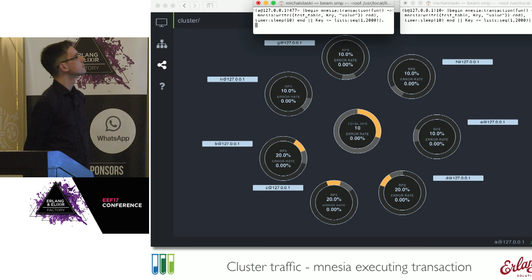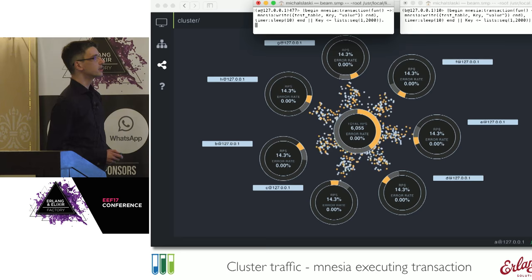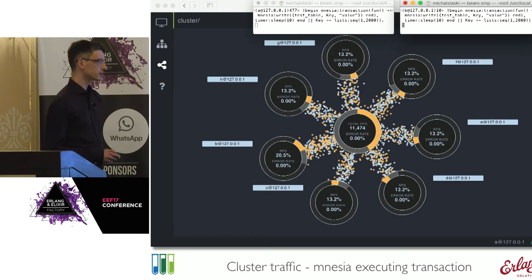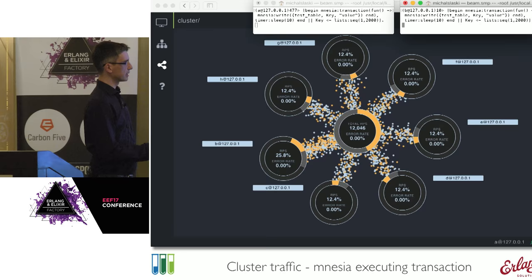Let's see. Right, so this is 6,000 messages per 5 minutes. Oh, 11,000, this is quite a lot. There's a lot of traffic which is now within this cluster. 11,500 requests. Now we also started this other one from node B.